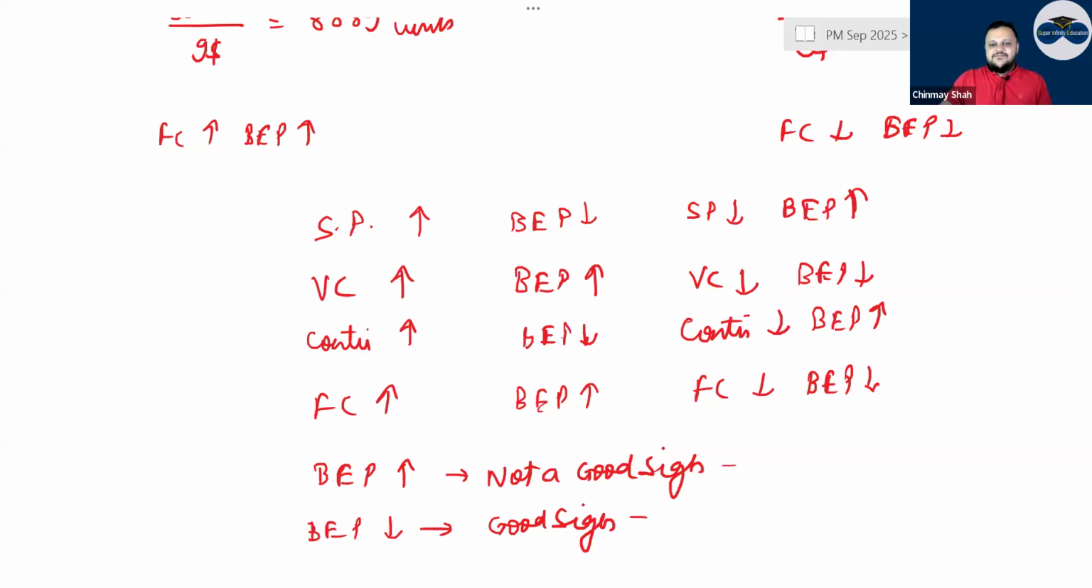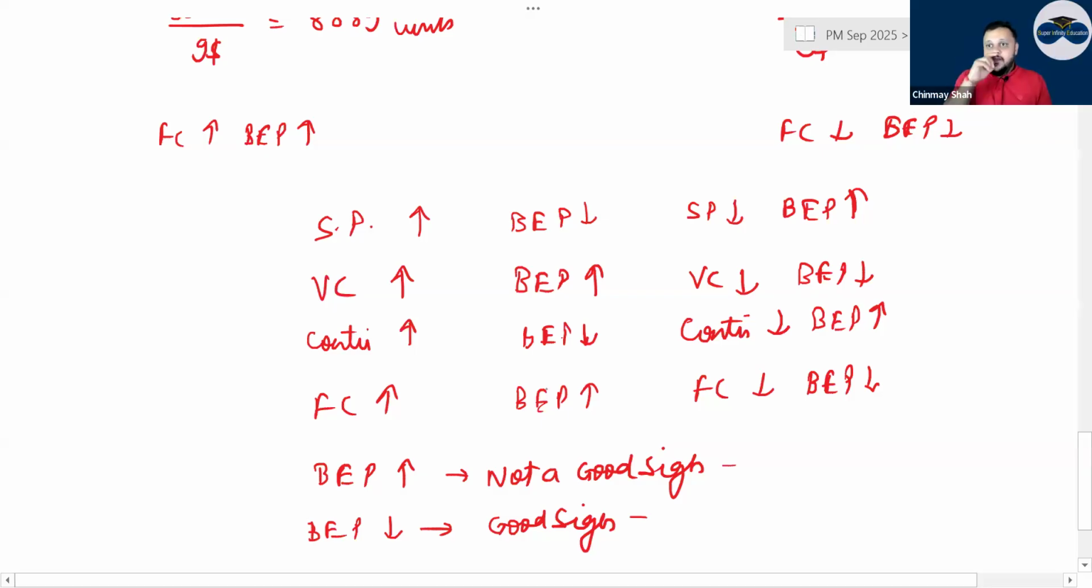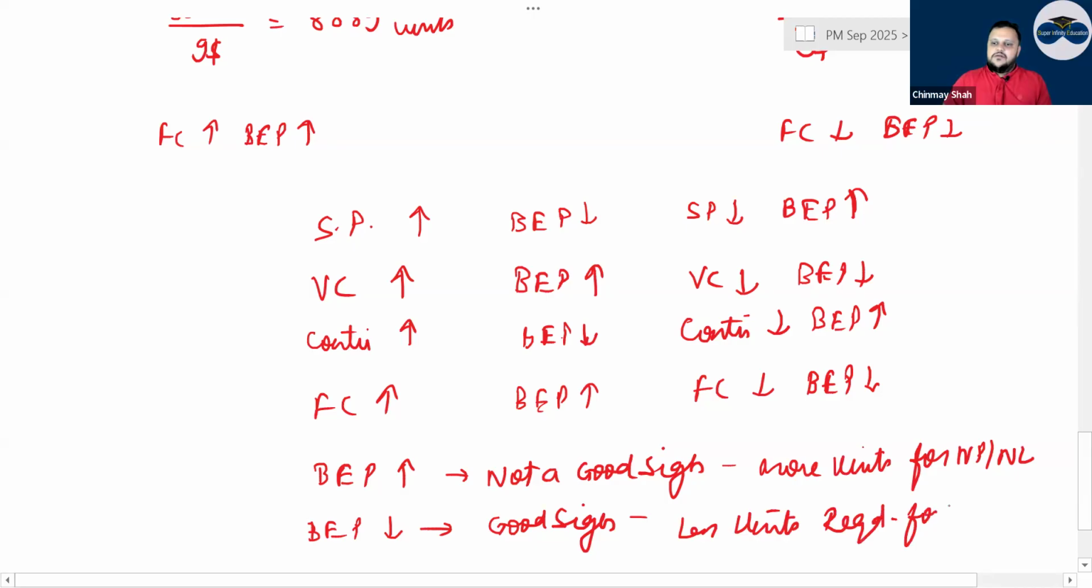What do you say, Krishna? Does it make sense? Yes, sir. If you want to write BEP goes up, not a good sign, what does it mean? More units for no profit, no loss situation. More units required for no profit, no loss. BEP goes down: less units required for no profit, no loss.